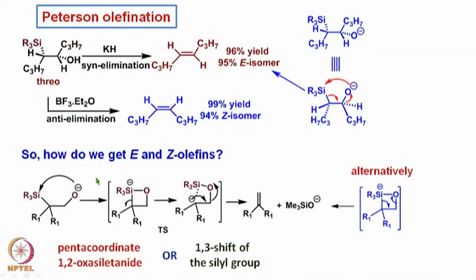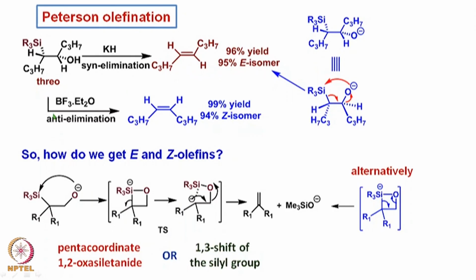So, now we look at some other aspect of it, which is called Peterson olefination, although it is not directly a C-C bond forming reaction, but it is interesting silicon based chemistry. For example, if we start with a molecule like this, which is a beta silanol, alpha and beta, and which is a threo configured compound, and if we treat it with potassium hydride, then there is an elimination that follows a syn path to lead to the formation of the E isomer.